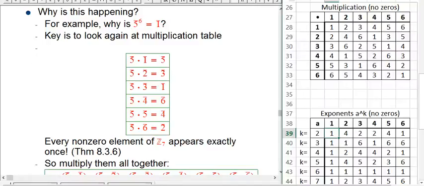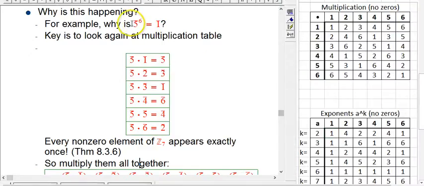So now we're going to look at why this would be happening: the fact that whenever we take a non-zero number in mod 7 and we raise it to the 6th power, we end up getting 1. Okay, so let's just look at a very particular example.